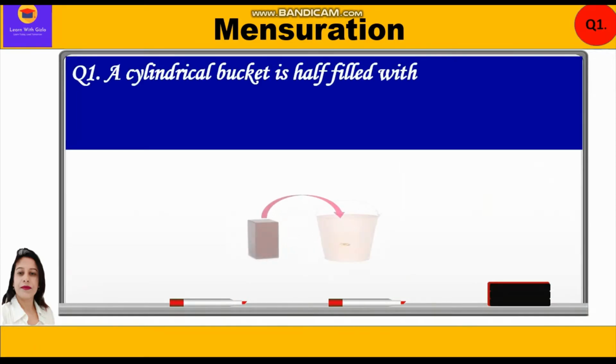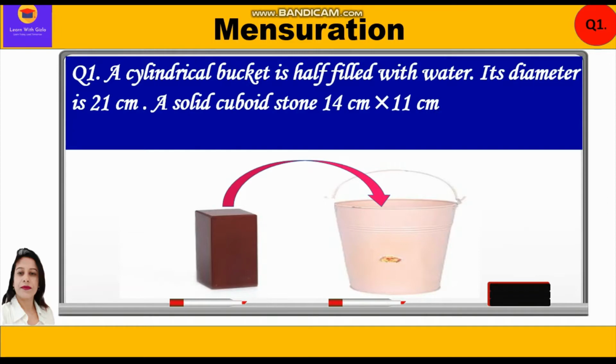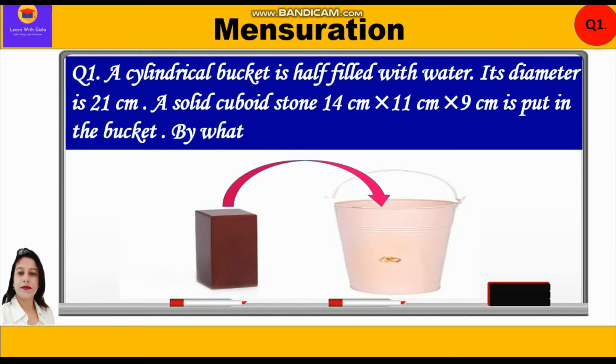A cylindrical bucket is half filled with water. Its diameter is 21 centimeter. A solid cuboid stone 14 by 11 by 9 is put in the bucket. By what height will the level of water rise?